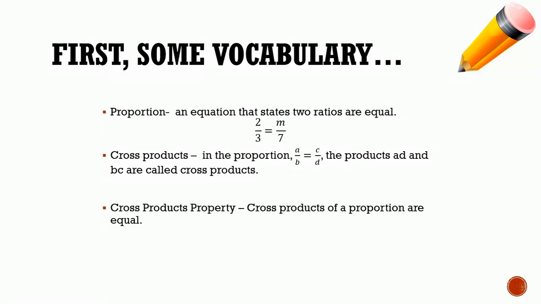So first, some vocabulary. A proportion is basically an equation that states two ratios are equal, so basically two fractions are equal to one another. In proportions, you can make cross products, which means you multiply diagonally across. A lot of you know what this looks like already from multiplying fractions. The cross product property states that the two cross products we make are equal, which means that AD equals BC, so A times D equals B times C. We're going to use that to solve proportions.